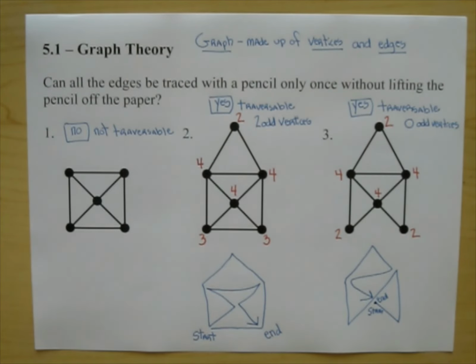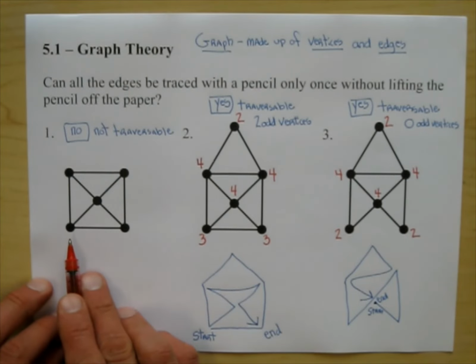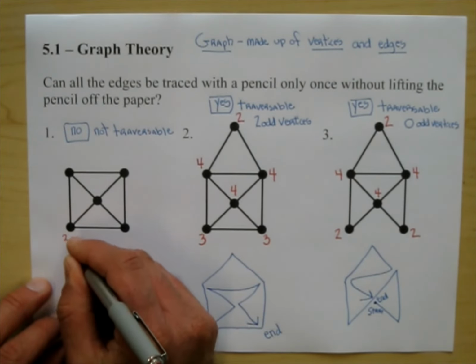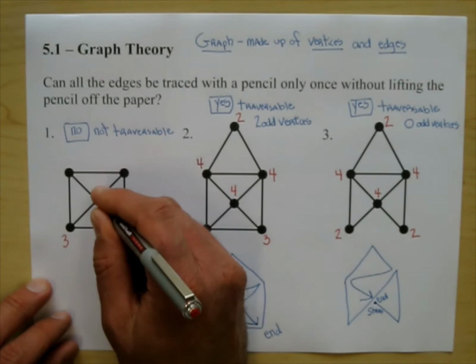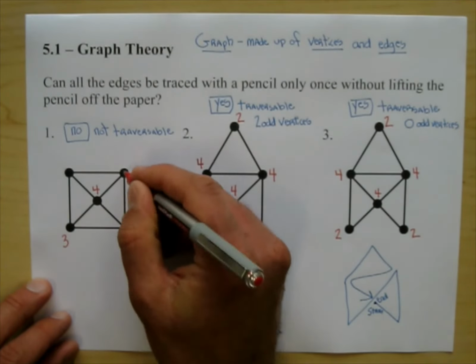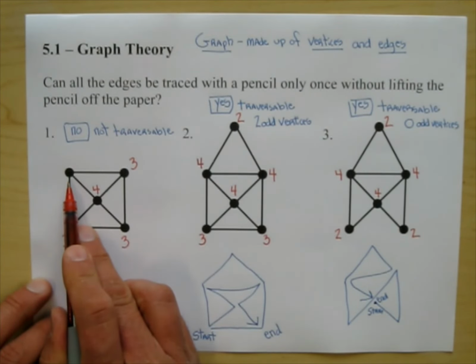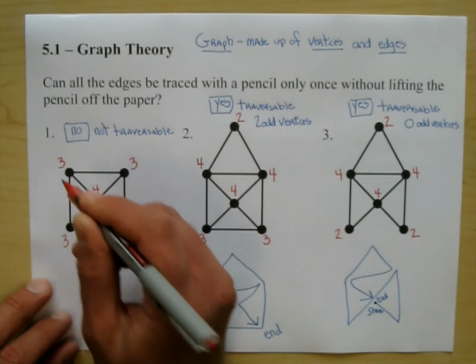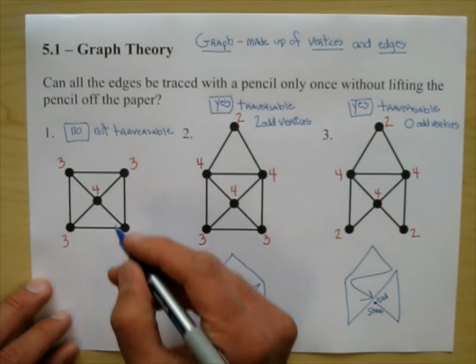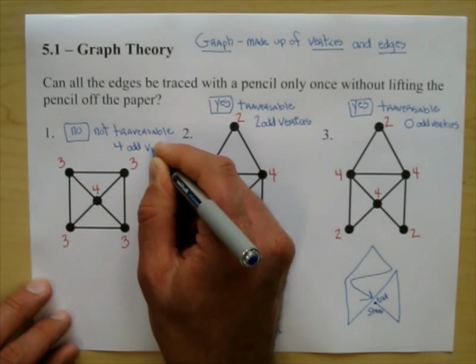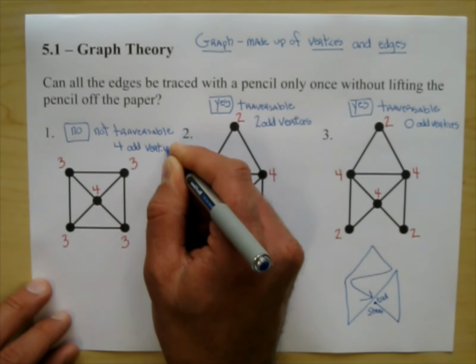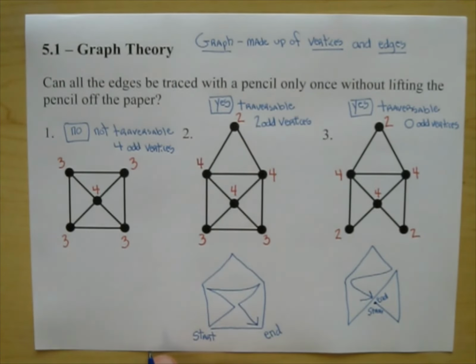So let's go ahead and take a look at problem number 1. This vertex here gets a 3. 3. The middle one gets a 4. Up here, 3. And then up on the top left, 3. So guess what? This one has 4 odd vertices. So the answer is no.